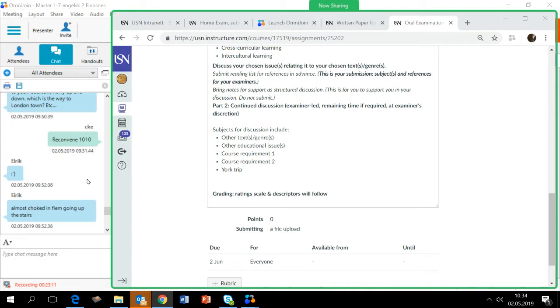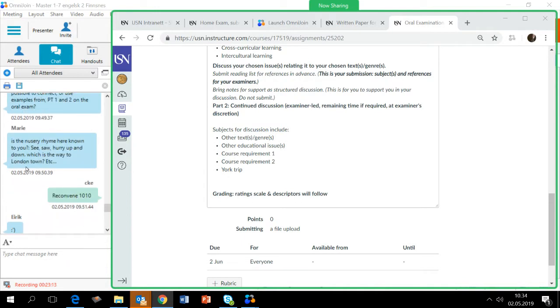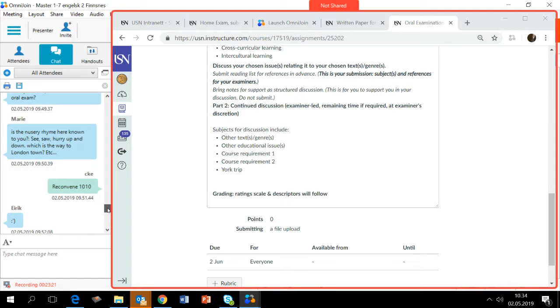I'm just covering all these pictures. Hang on a minute. Nursery rhyme: see-saw, up and down, which is the way to London town. Yes, of course I know that. You can reference it. Yes, it will be in a collection of nursery rhymes somewhere.